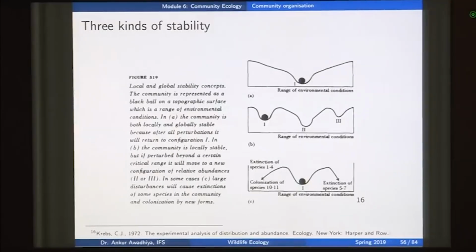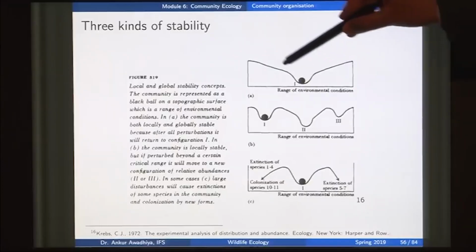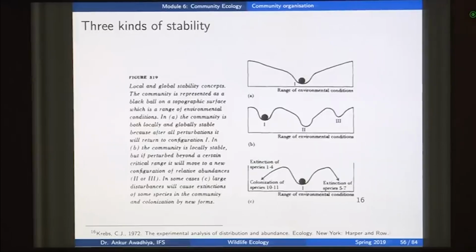Now, this is an example of global stability. In the context of a community, this is a community that is in such a state that whenever you take it to some level of disturbance, it is always able to come back, and it will always come back to the same initial state, because this is a global stability.